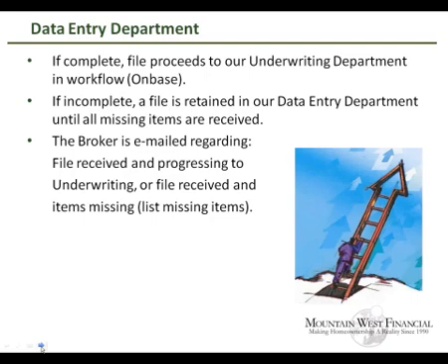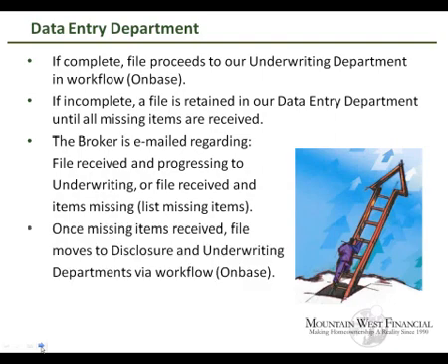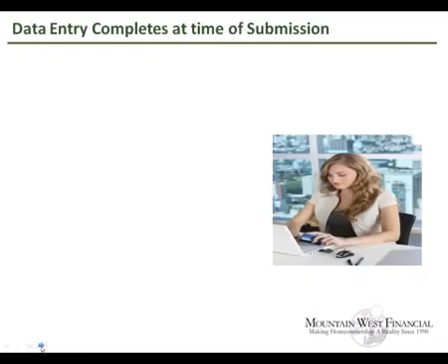The broker is emailed regarding file received and progressing to the underwriting department, or file received and items missing. And most likely they'll list the items that are missing. Once missing items are received, the file moves to the disclosure and underwriting department via workflow, and again, our workflow in on-base.